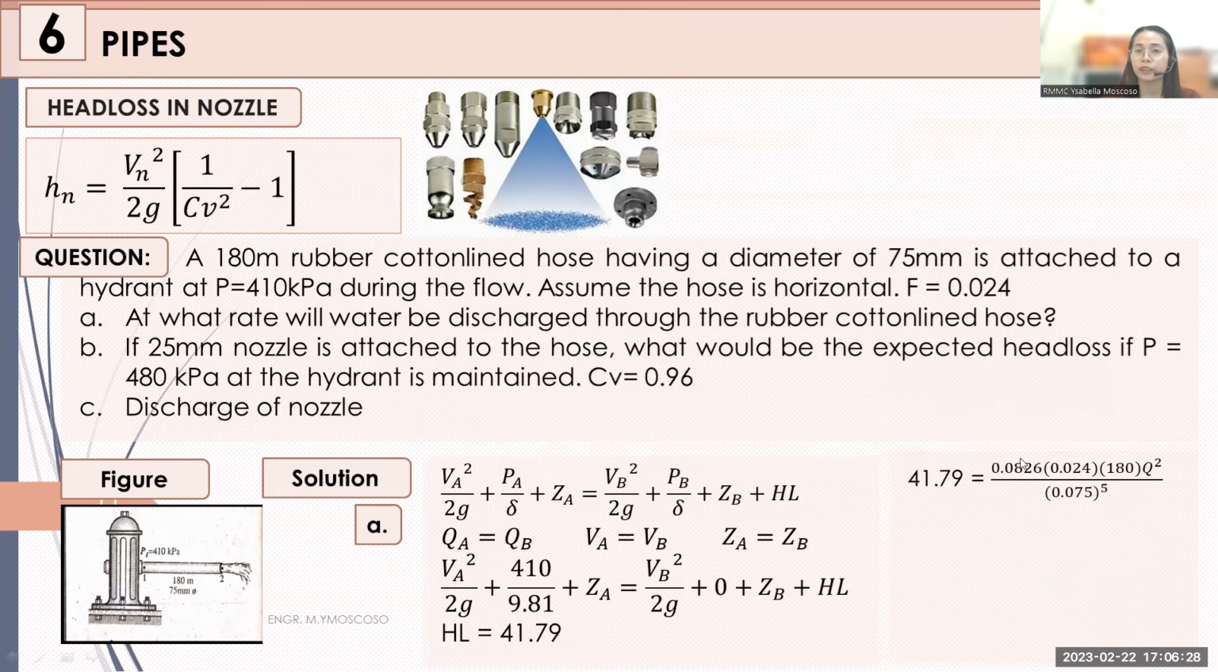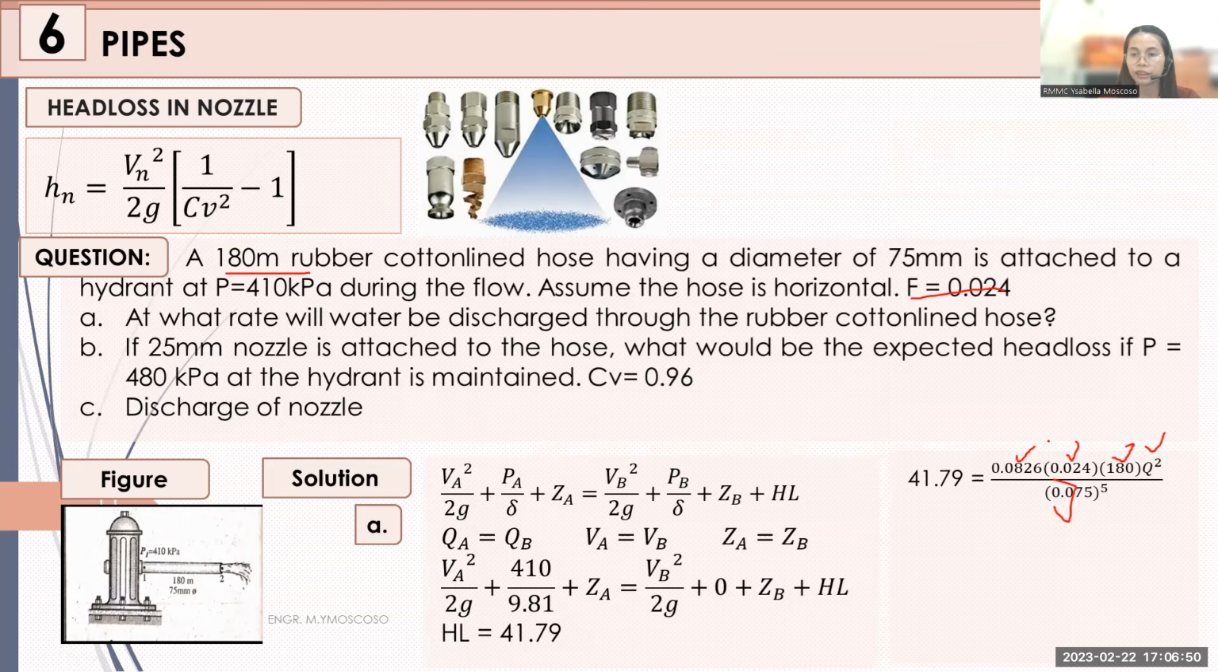So that is 0.0826 FLQ squared divided by D raised to 5. Sabi natin head loss is 41.75. This is constant. This is your friction factor or your coefficient of friction. This is your length, which is 180 meters. This is the discharge, and this is the diameter.